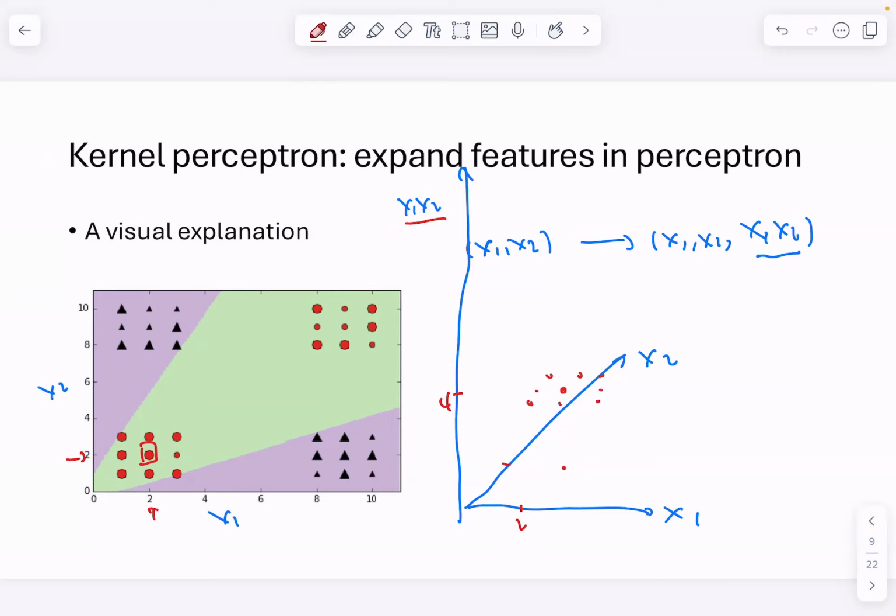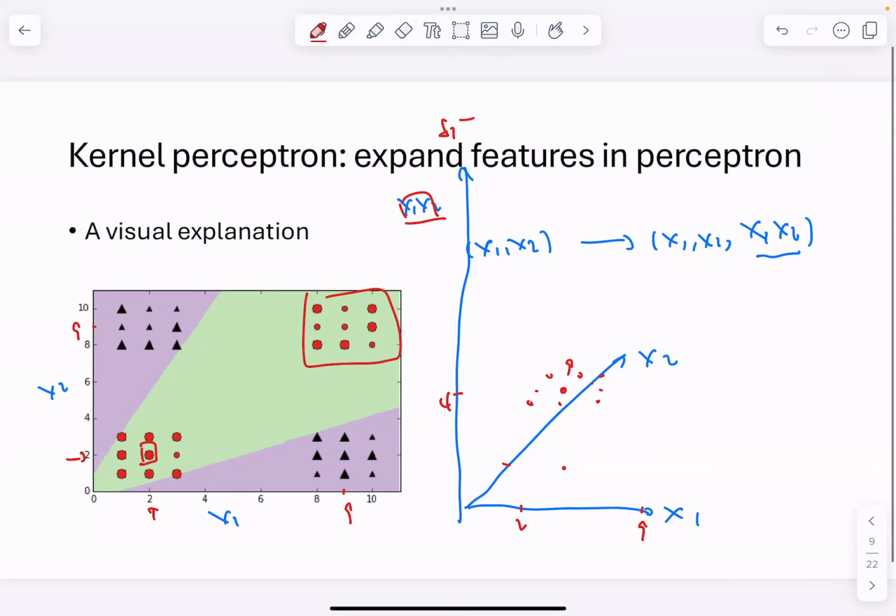So this is one cluster of the red points. What about the other cluster? The center is about (9, 9). We find 9 and 9 in the new space, and the new feature would be about 81, way above this point. Let's say the new point would be something here. So this is our new set of points.